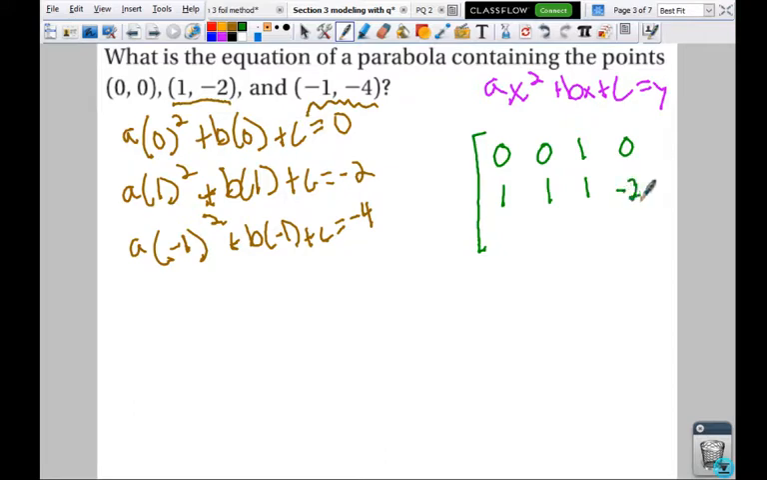And we got -2. Alright, and then I'm plugging in -1 squared, which is a positive 1. And I get another -1, 1 for C, and it's going to be -4. Alright, that got us our matrix.